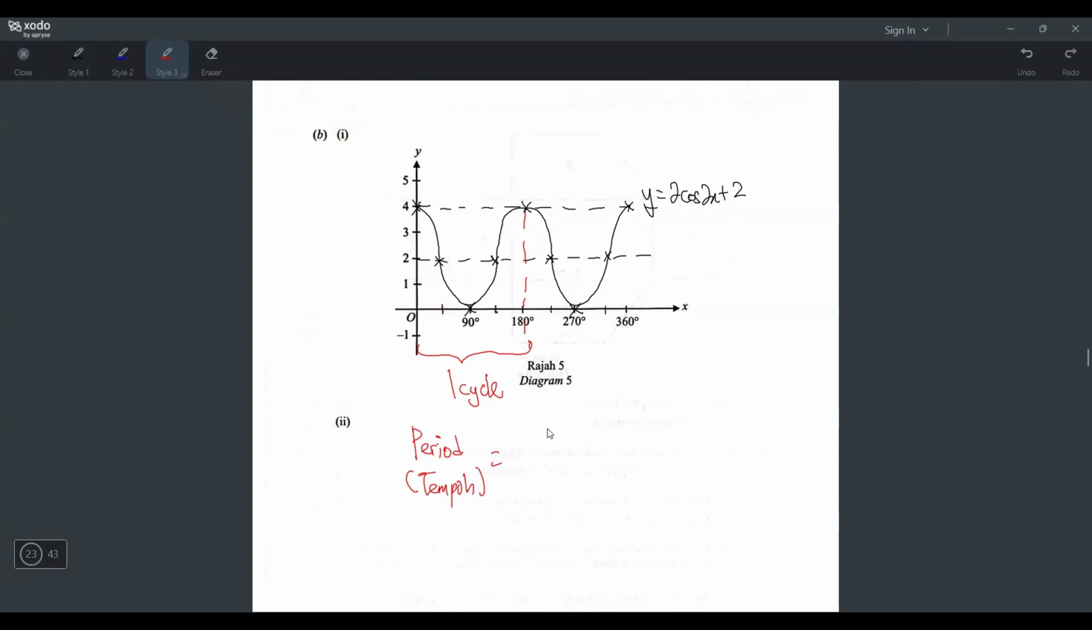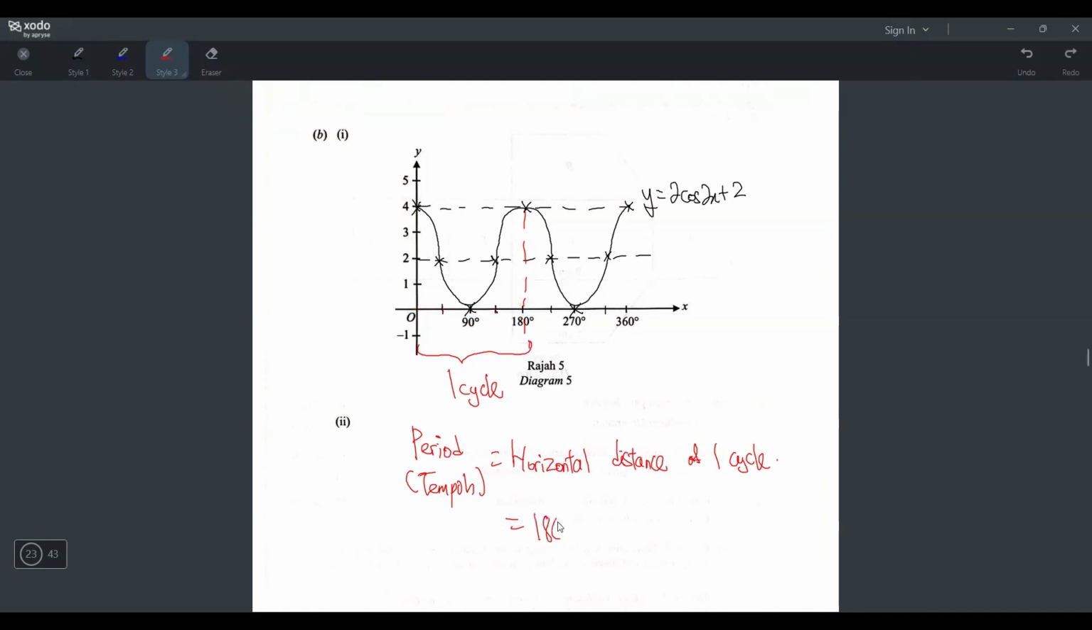So period is the horizontal distance. Horizontal means mengufuk. Horizontal distance of one cycle. This is what it means. So for example, if you look at this, what is the period? The horizontal distance to complete one cycle will be here to here, which is 180. It means the period is 180.